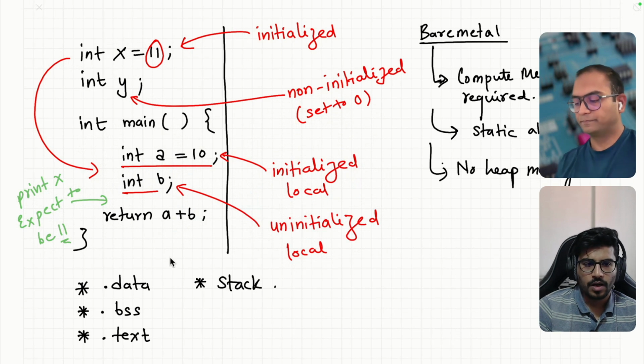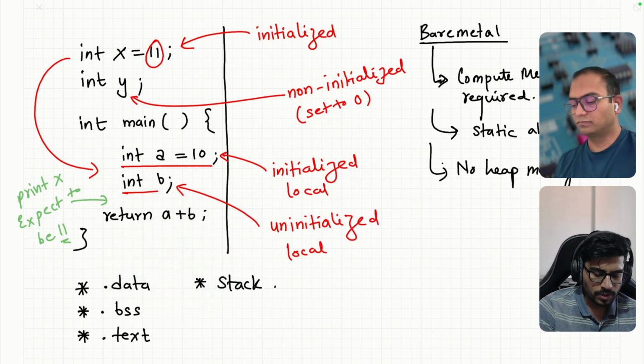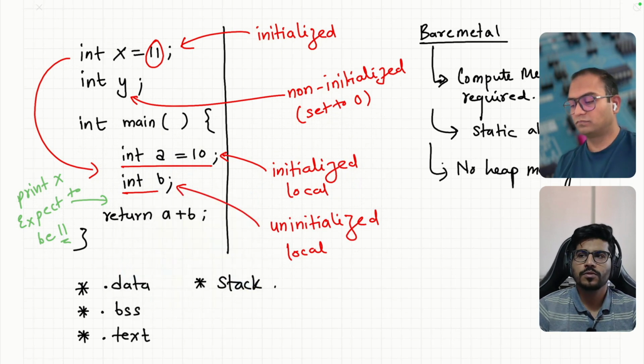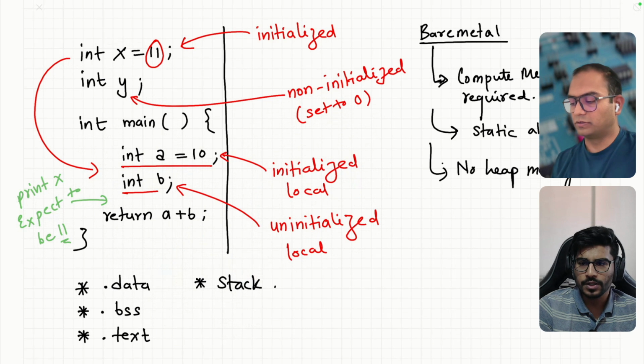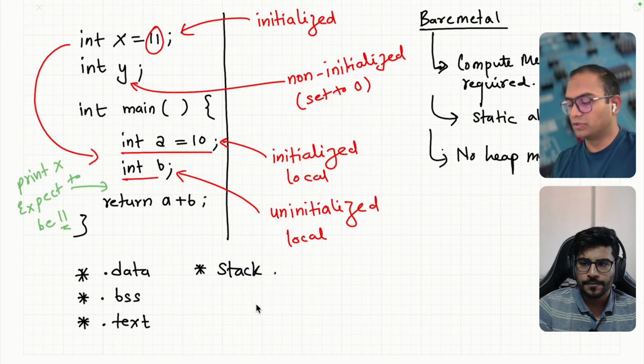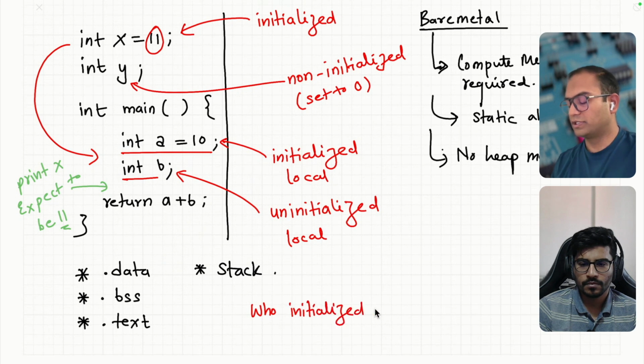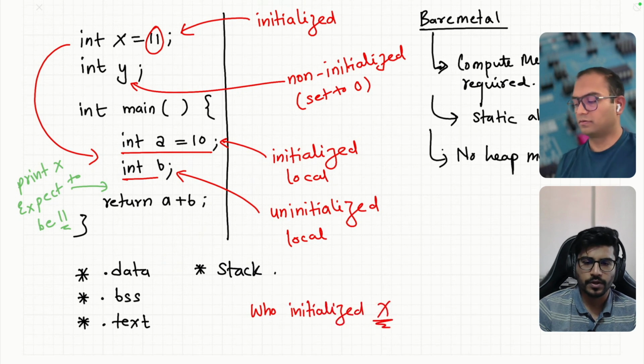Okay. Right. Go ahead. So now let's ask ourselves this question as to who does that? Who initializes the x memory location to 11? Because our code is not doing that. So let me write it here. Who initialized x?